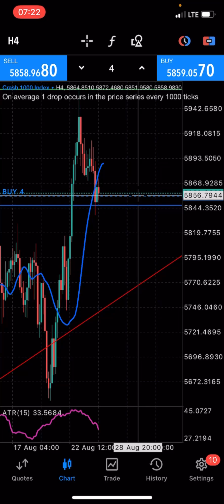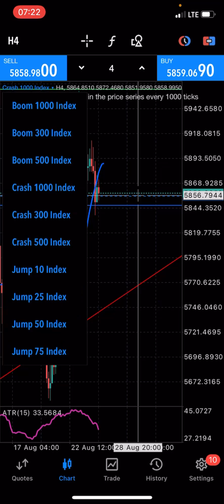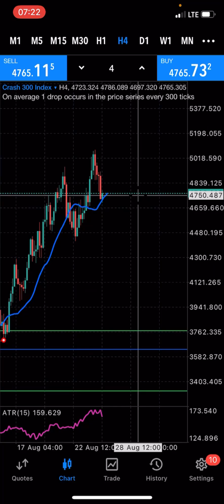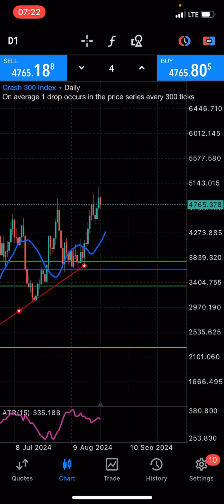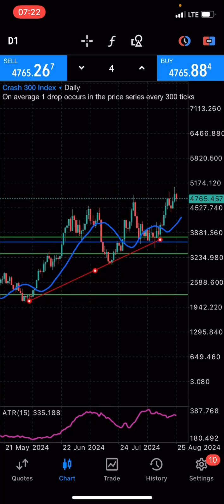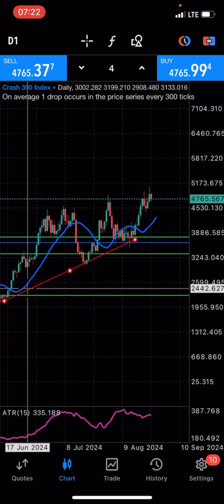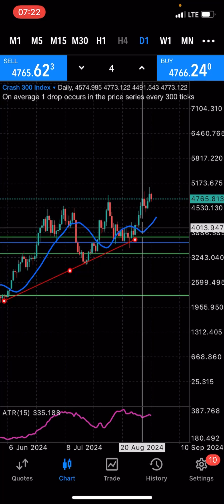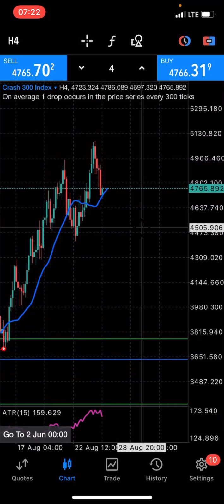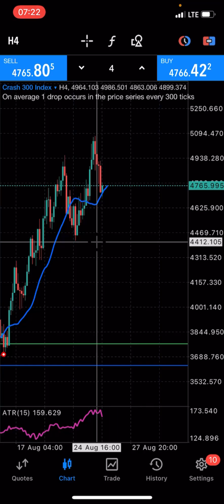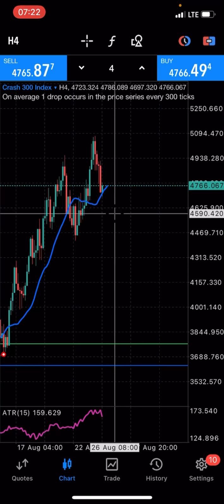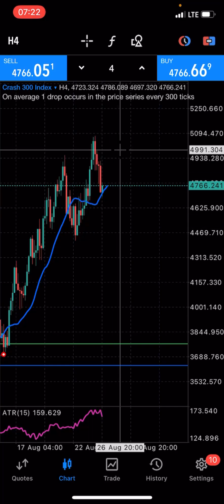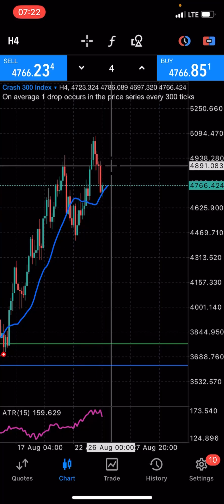So I'm going to also show you that this can work on other pairs. So let's go to the Crash 300. What are we seeing here? Wow, we have an uptrend as well. You've seen that the market has been trending, but let's be very careful to look at other time frames. The H4 is actually showing us a positive move. This present candlestick here, if it closes bullish, we are sure of it going back up.